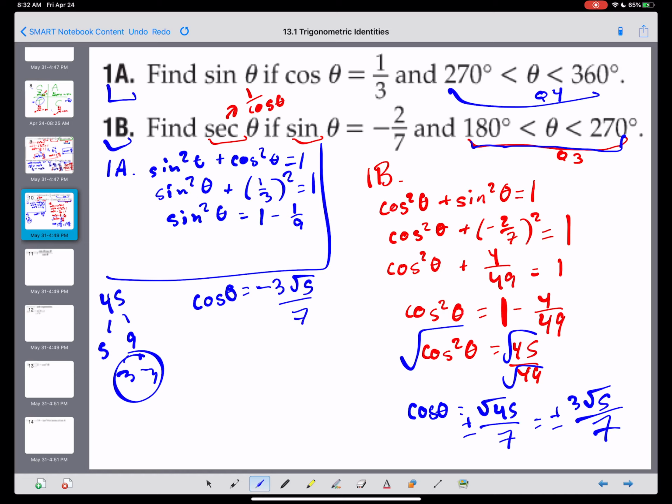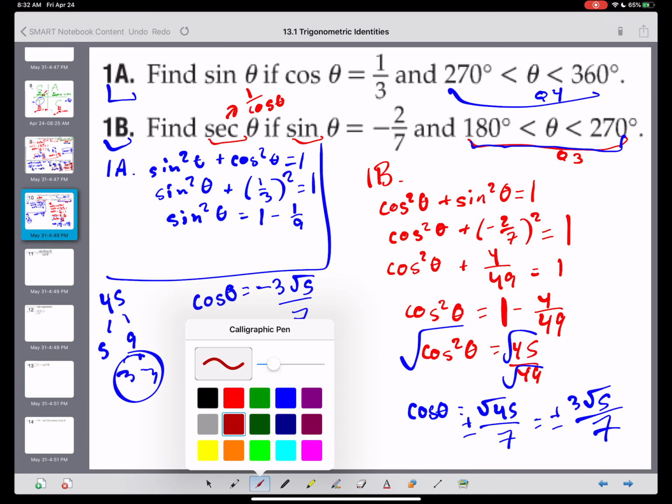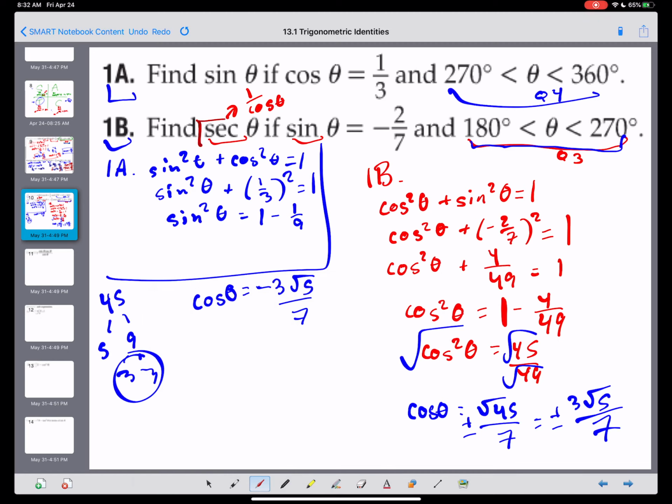Now, if you guys remember, in my original problem, I'm looking for secant, not cosine. So to convert back, I don't want cosine, I want secant. The rule is just to flip it, right? I don't like a radical 5 on the bottom, so I'm going to multiply rad 5 top and bottom.